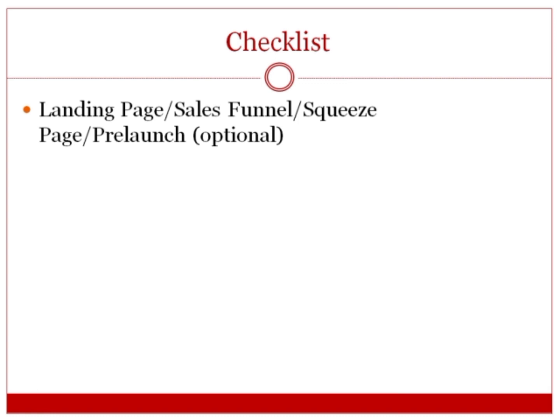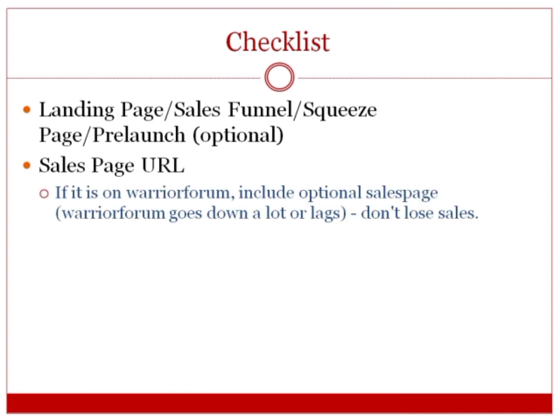And of course, you're going to need to have some sort of landing page, which is an option. You don't have to have a sales funnel, squeeze page, pre-launch page, but that is an option if you want to do that. Otherwise, if you leave that blank, it'll default to the sales page URL. And of course, if your sales page is on the warriorforum.com as a Warrior special offer, Warrior Forum tends to go down or lags a lot. So if your website, your sales page lags, then you're going to lose sales. So if it is on the Warrior Forum, then you can also include an optional sales page, which is a really, really cool feature.